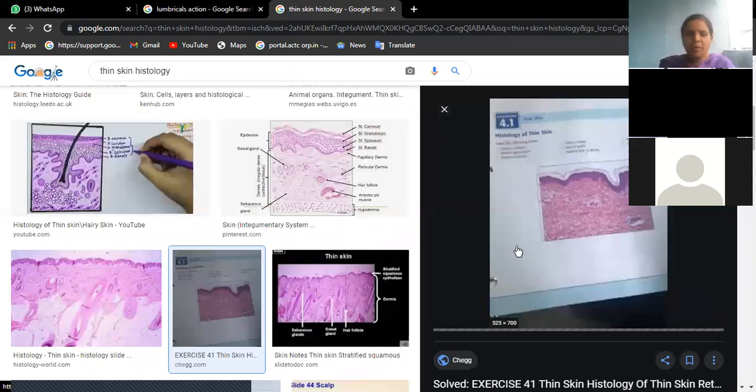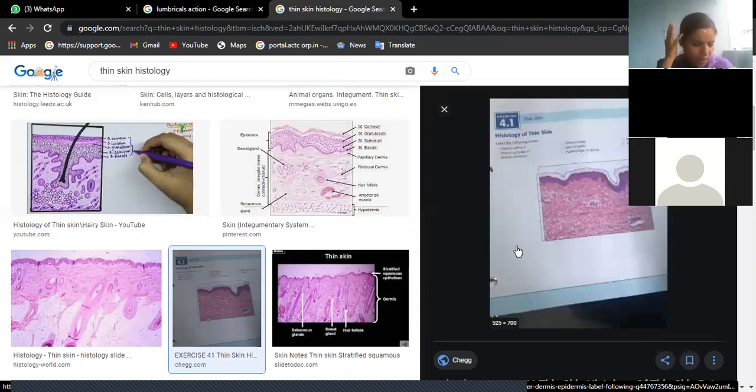Shravya, you can share the pictures, like you shared yesterday for ovary in our group.